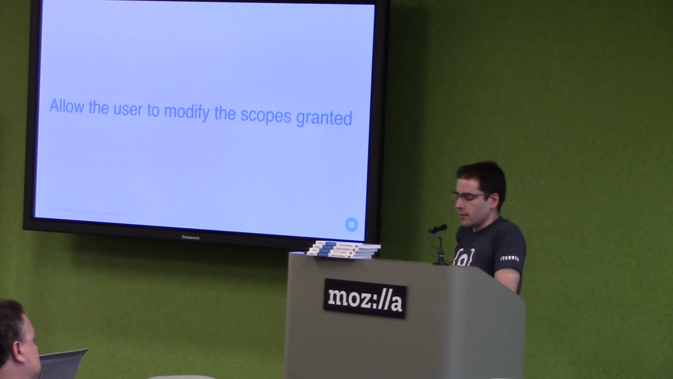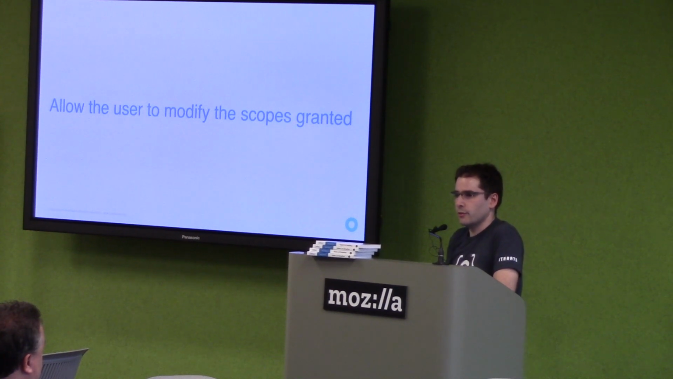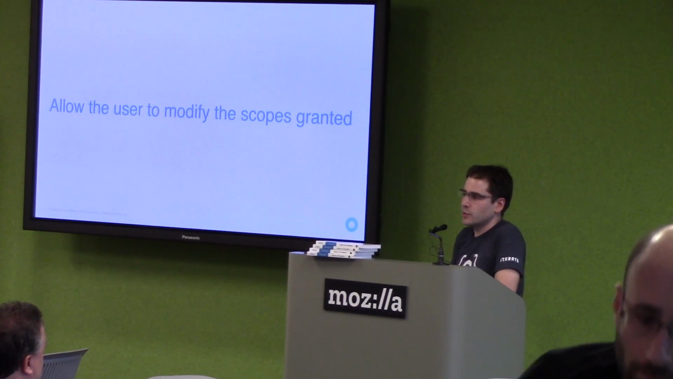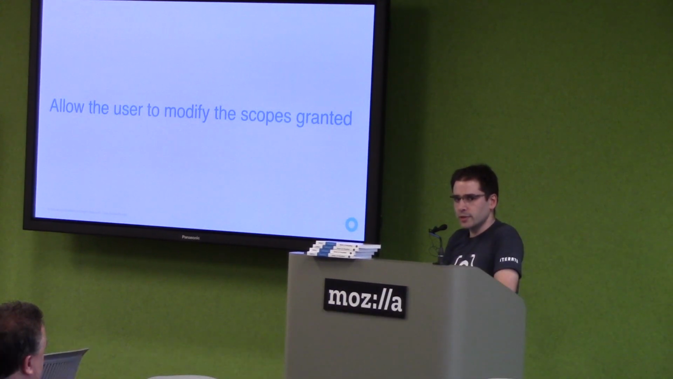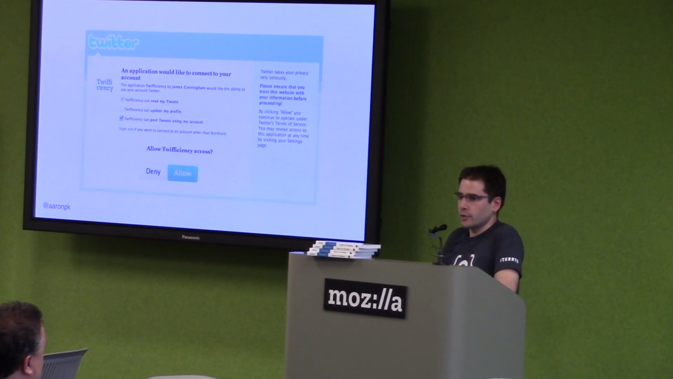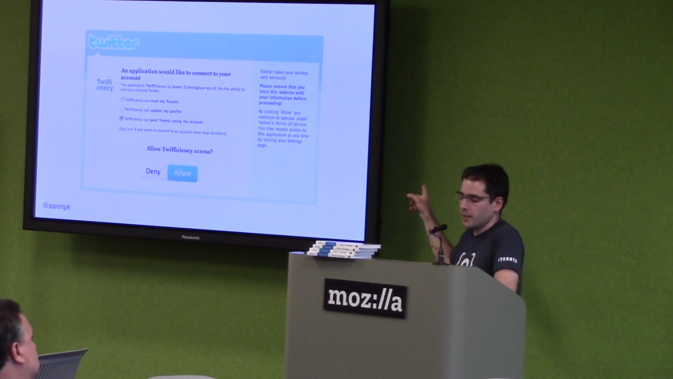The other cool thing that the spec itself allows, although many services haven't actually taken advantage of it, is that just because an application requests certain scopes doesn't mean the service has to grant those scopes. This is a mock-up of Twitter, and Twitter never actually went through with this, but they did hire the guy who made the mock-up.